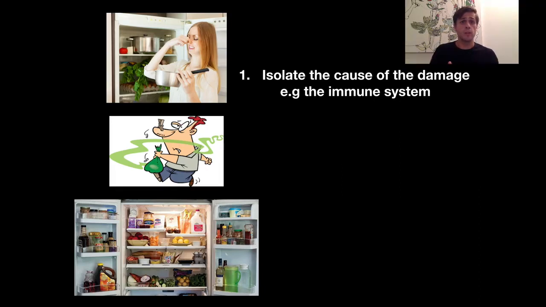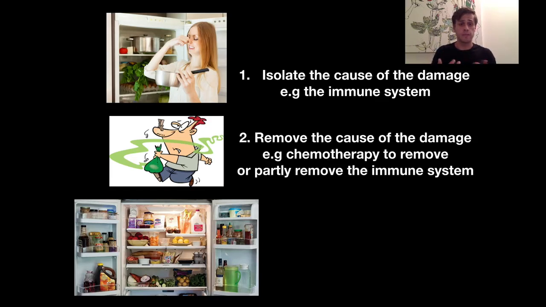So in the fridge example, we knew that the cause of the smell was coming from that fridge, and the same thing is true in this treatment. We've isolated the cause of the damage, and in multiple sclerosis, we know that it's the immune system that's causing that damage. So when we said we chucked out everything that was in the fridge, well, we can remove the cause of the damage in MS as well by using chemotherapy in this instance. So chemotherapy will either remove or partly remove the immune system depending on what approach is used, and there are different mechanisms that are being applied around the world in these trials.